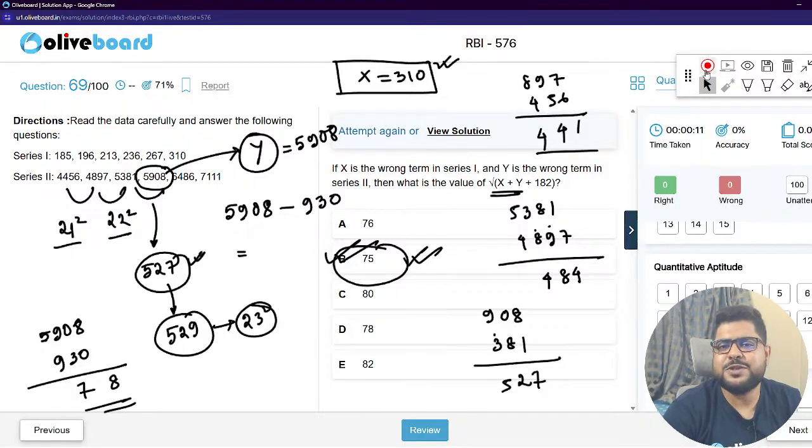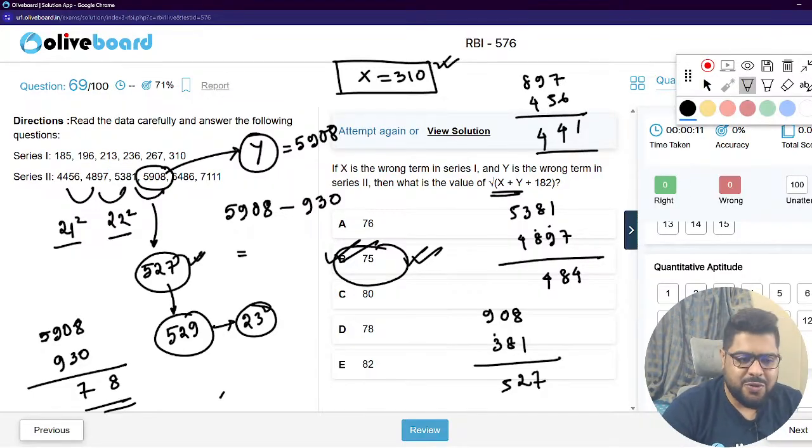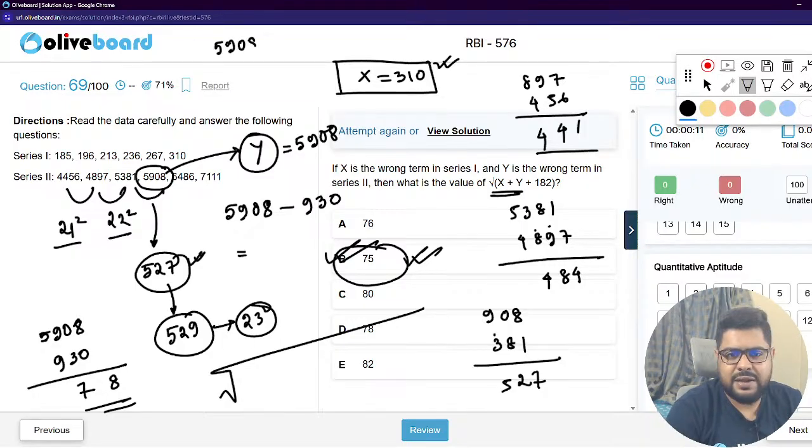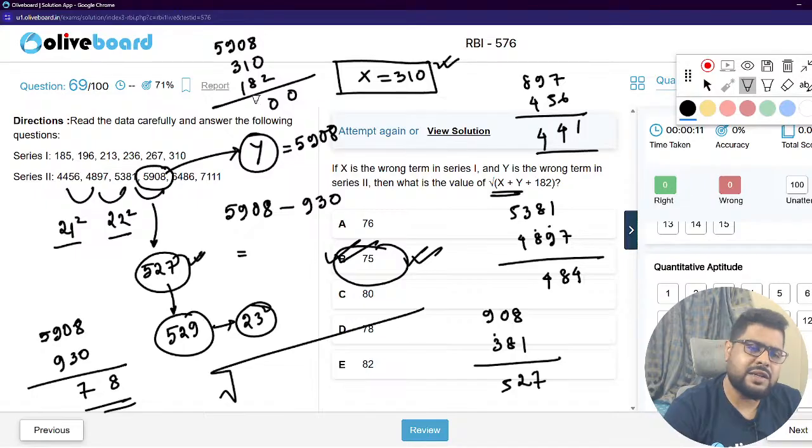Acha, root of x plus y plus this. Acha, okay. Root of 5908 plus y 310 plus 182. 0. This is 901. 59, 60, 64, sir.